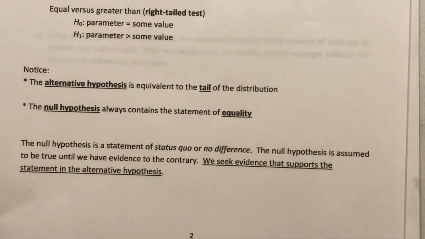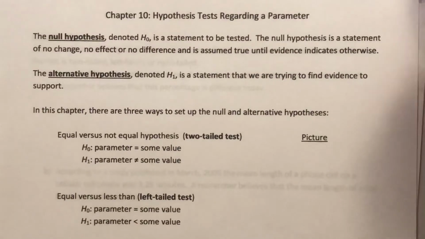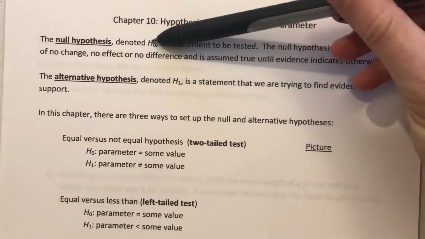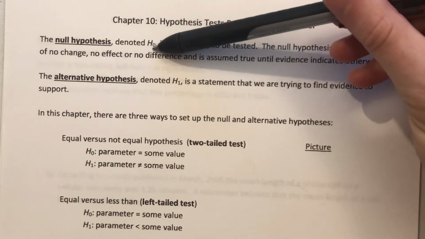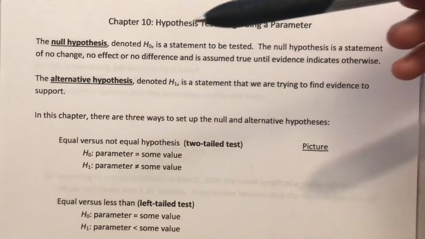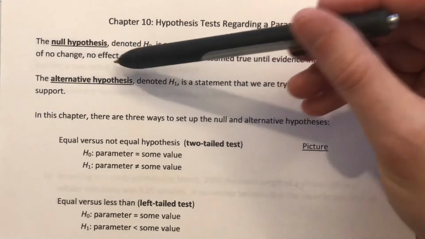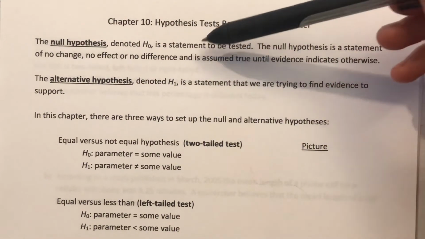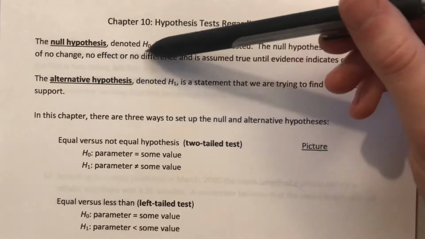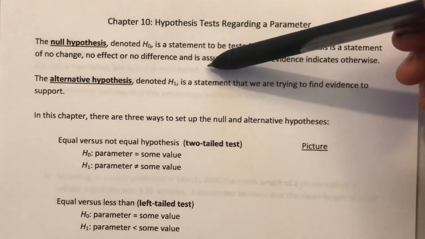So we start off with the idea that in these hypothesis tests, we will have two hypotheses. And we will always have the null hypothesis represented by this H with a subscript of 0. You can call it H sub 0, or H naught is another scientific way to refer to it. But the null hypothesis, H sub 0, is the statement to be tested, as in that's the original statement of no change, no effect, or no difference. Basically the previously believed to be true statement.